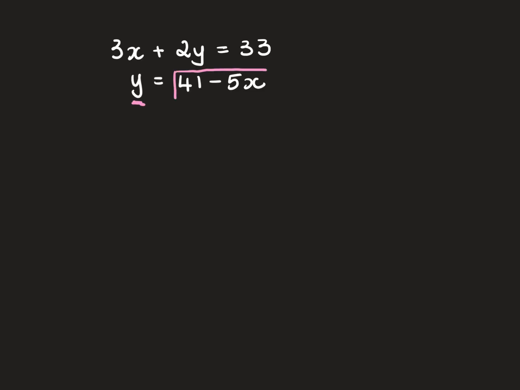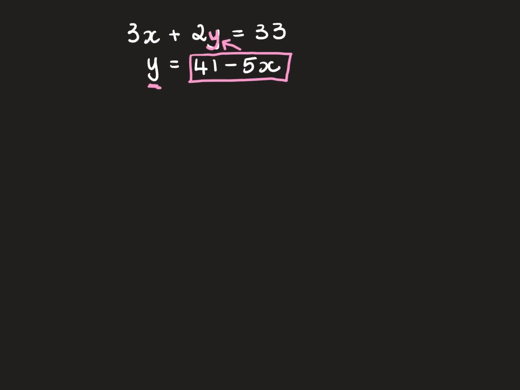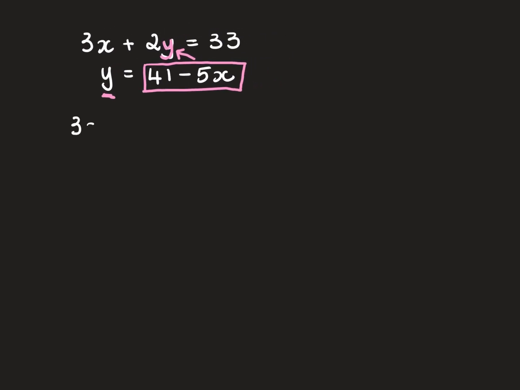Here's another example. Why don't you press pause on the video and see if you can find a solution. Okay, well, what do we notice here? We've got y is equal to 41 minus 5x. And here we've got y here. So I'm going to pop that into that. I'm going to substitute 41 minus 5x into the equation. 3x plus 2 lots of, well, y, which is 41 minus 5x, is equal to 33.